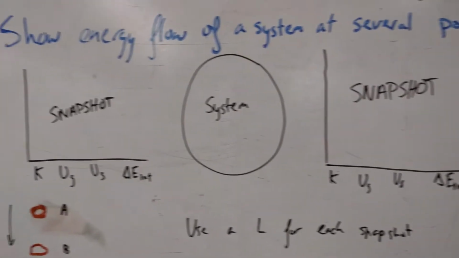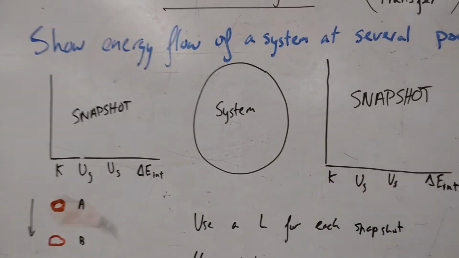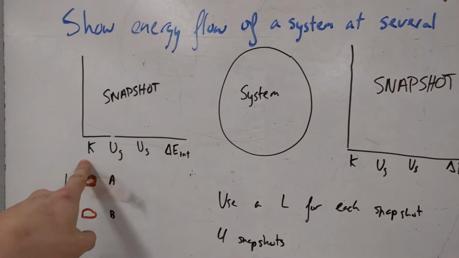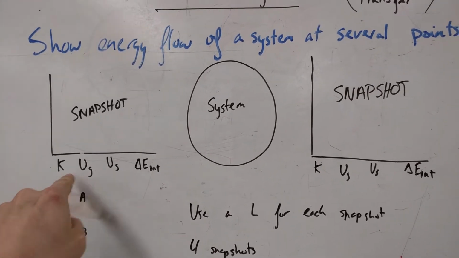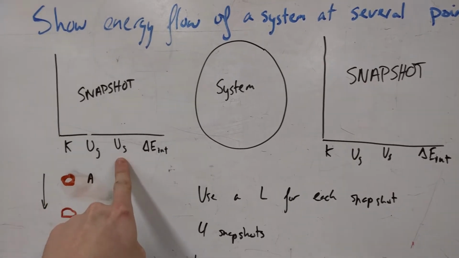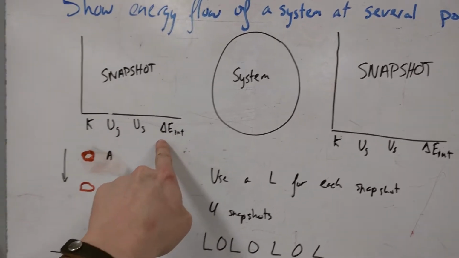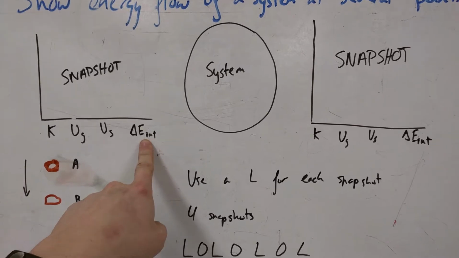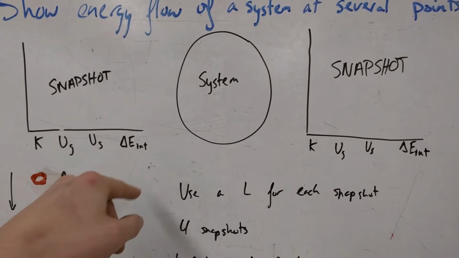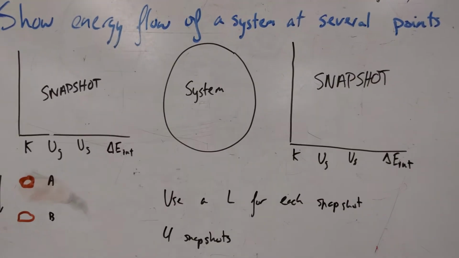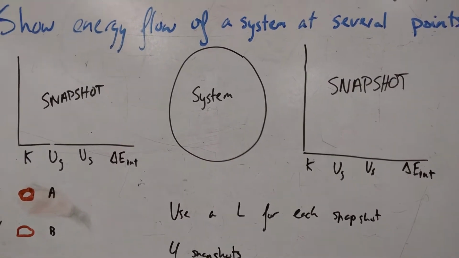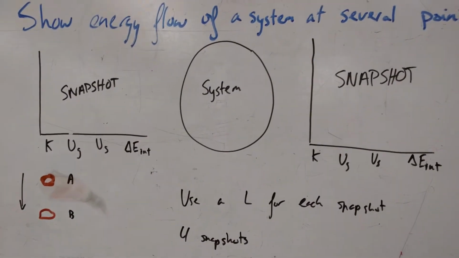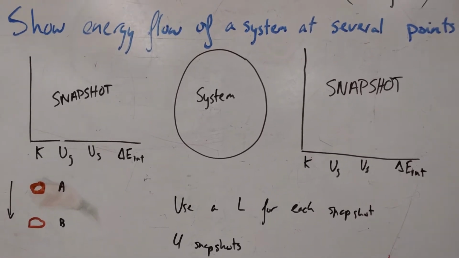You've got your 2 points that you're looking at, snapshot 1 and snapshot 2. You've got your system in the middle, and on the bottom part of the graph, you've got the different types of energy that you could have. So kinetic, gravitational potential energy, spring potential energy, and this delta E internal, INT means the internal energy. So energy that's gained from heating up or having the molecules smash into each other, or vibrations that cause some sound. So we will use this diagram to qualitatively look at different events that are occurring.